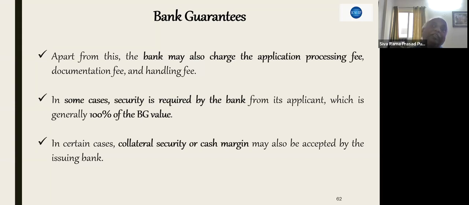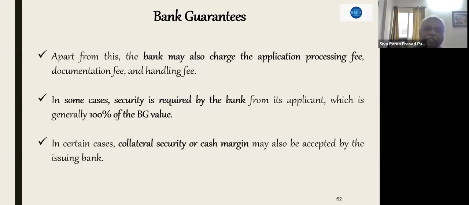If at all 100 crores are required, 100 crores worth of collateral and a small portion, some banks at 10%, some banks at 25% of the bank guarantee value as cash margin. Cash means not simply cash, but either a fixed deposit or any other deposits of the company. They have to give it as a lien. And in certain cases, collateral security or cash margin may also be accepted by the issuing bank.